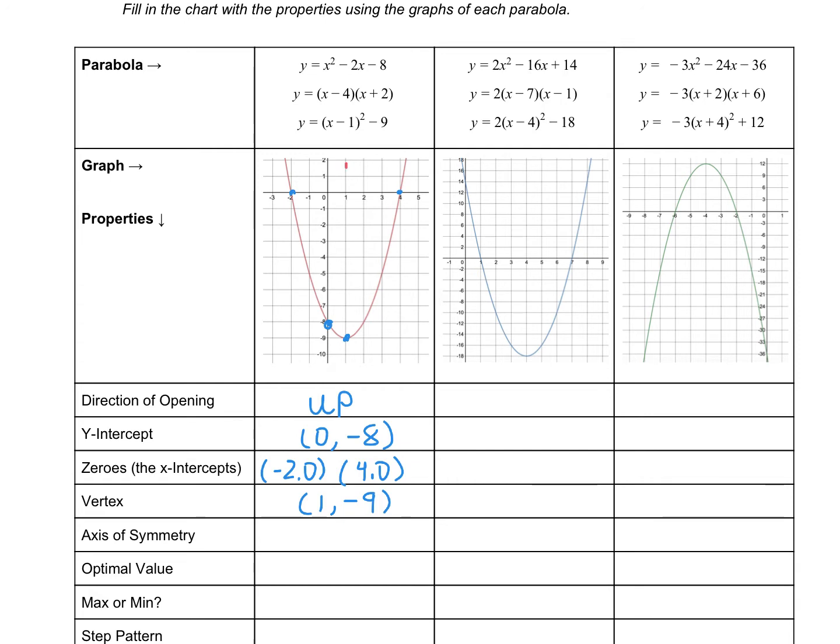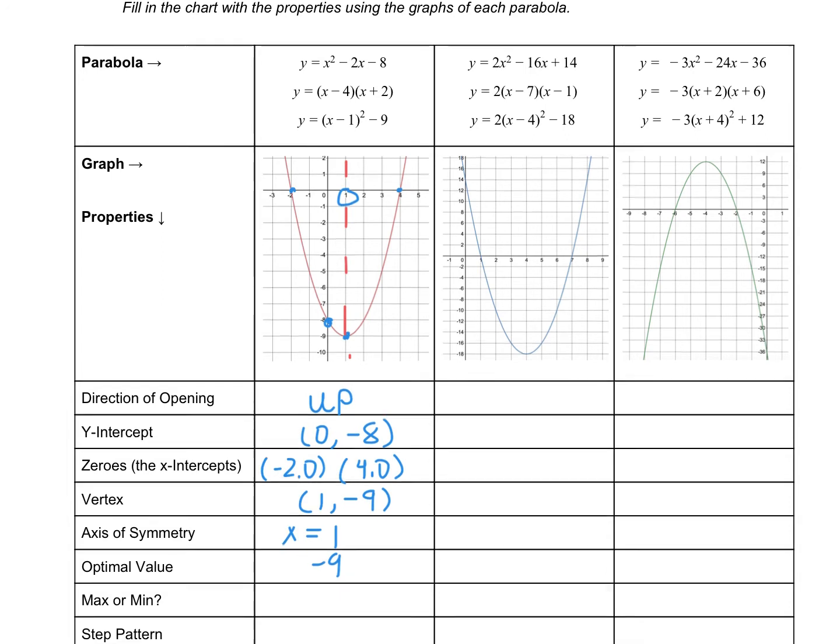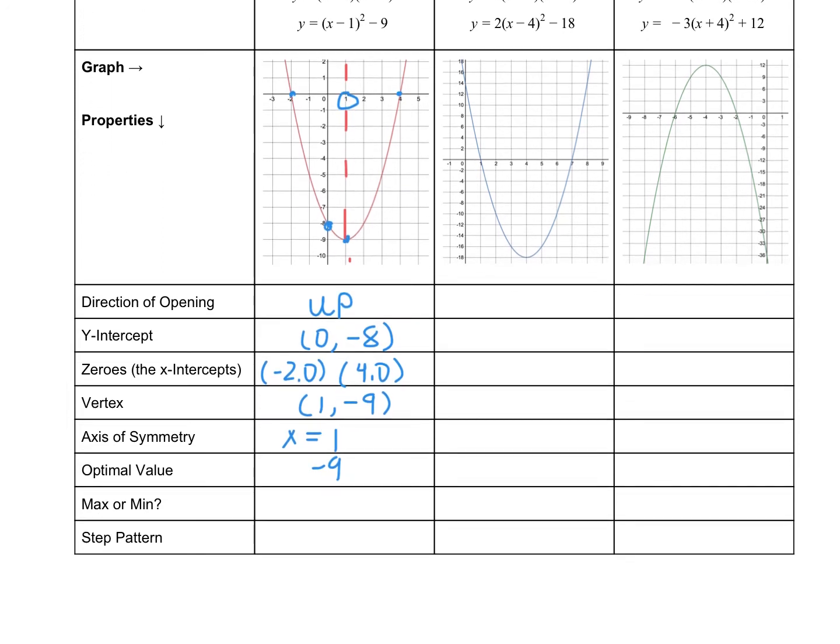The axis of symmetry is the line that cuts the parabola in half, and it is a vertical line, so its equation is x equals, and x equals 1. The optimal value is your max or your min value, and it is where the vertex is located. The lowest point on this parabola is at -9. And like I said, it is the lowest point, so that is a minimum.